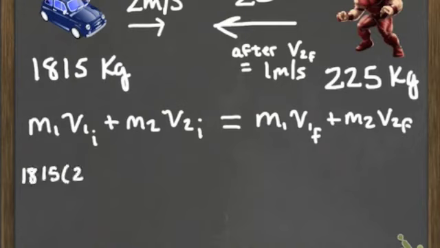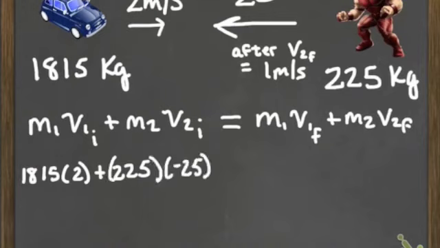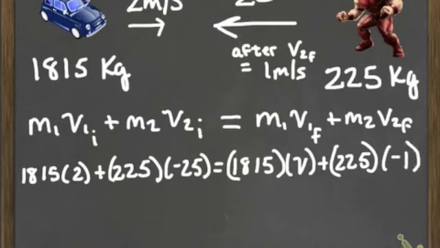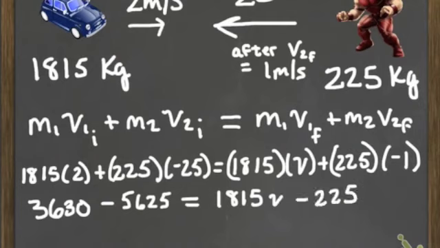I know that the car is 1815 to begin with, and it's going 2 meters per second. I know the juggernaut's 225, and he's going negative 25 to begin with. And then I know that the car at the end is 1815, and I don't know how fast it's going or in which direction. But I know the juggernaut's 225, and I know he's still going to the left. So I'm just going to solve for v. Let's work through that.